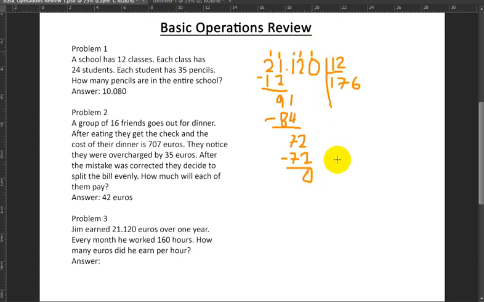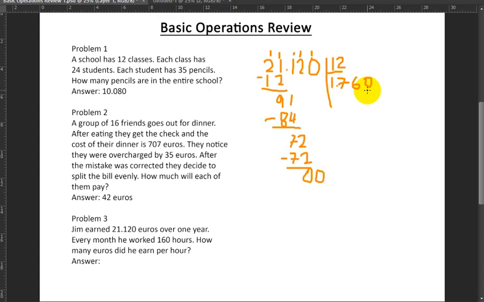And I'm going to pull down the other 0 and I'm going to say how many times does 12 fit into 0? That would be 0. 0 times 12 makes 0, and 0 minus 0 makes 0, and then I have nothing to carry down, so this division is over. 1,760 euros. That's how much money he made per month.